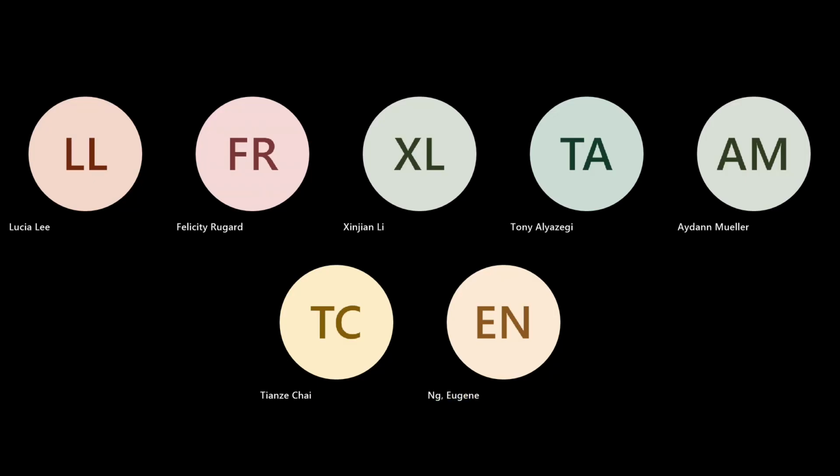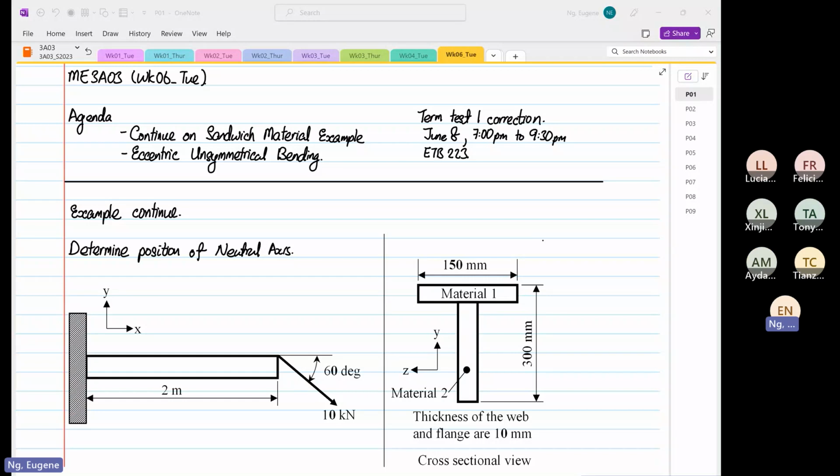Hi, so this is week 6, Tuesday. The agenda for today is I'm going to continue on the sandwich material example. Then we're going to do the last section of eccentric unsymmetrical bending.